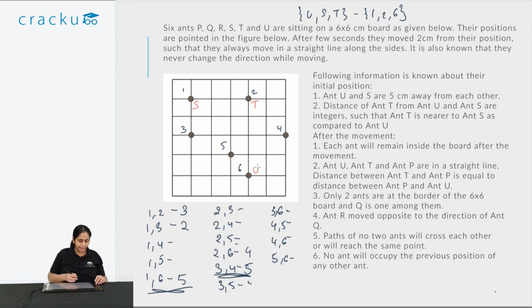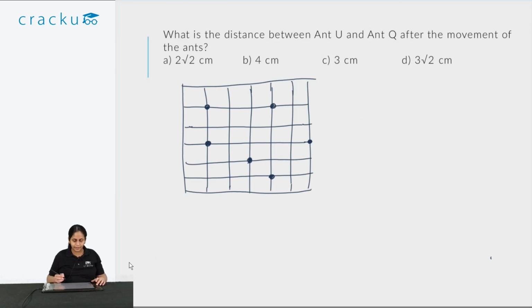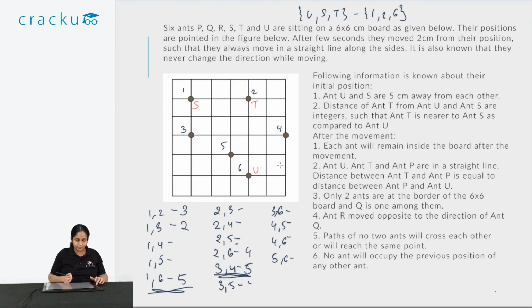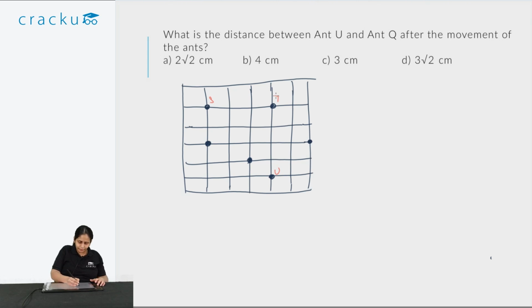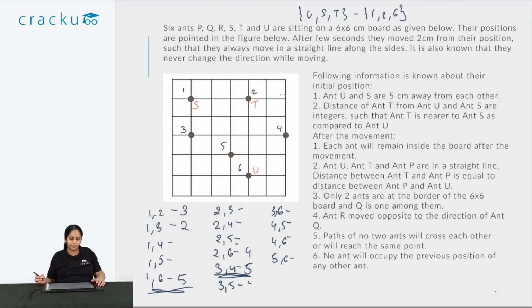Okay, so let me write that down on my board. So this is S, this is T and this is U, right? Yeah, this is S, T and U. Now I have to figure out what is P, Q, R based on the information that I have about what has happened after the movement. Now each ant will remain inside the board after the movement.